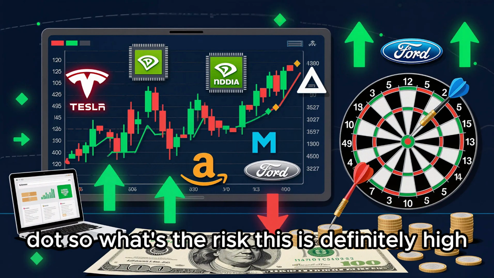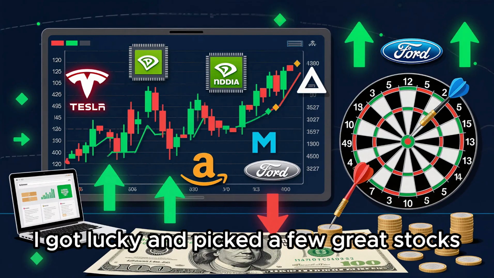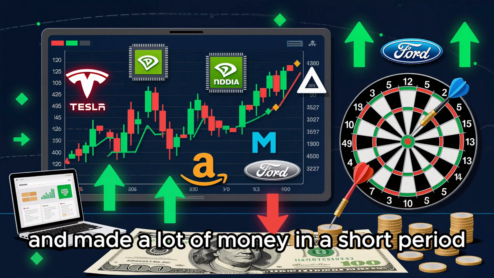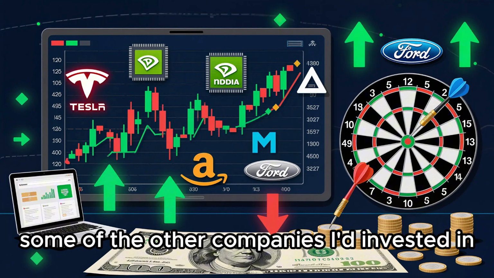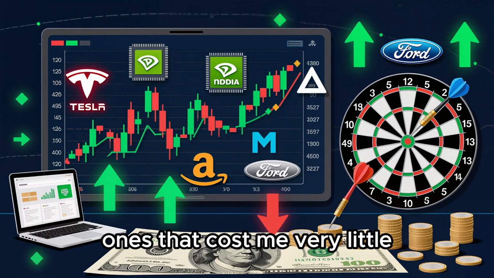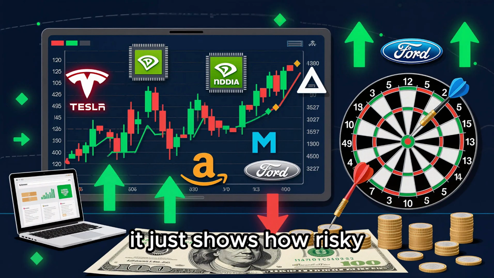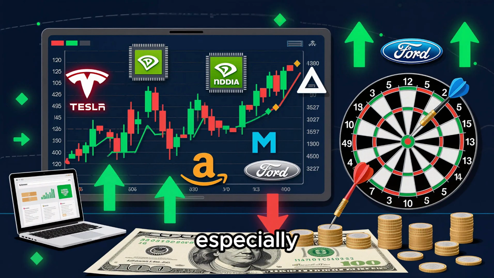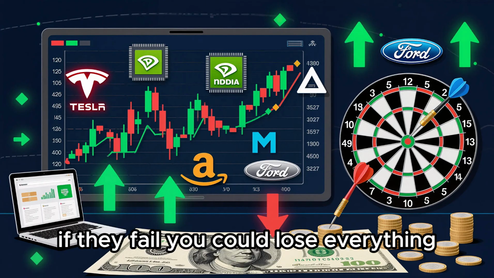So what's the risk? This is definitely high. Back in 1995 during the dot-com boom, I got lucky and picked a few great stocks. I sold them at the right time and made a lot of money in a short period, but when the bubble burst, some of the other companies I'd invested in, ones that cost me very little, went out of business completely. Even though I ended up making money overall, it just shows how risky investing in individual stocks can be, especially if you put all your money into just a few companies. If they fail, you could lose everything.